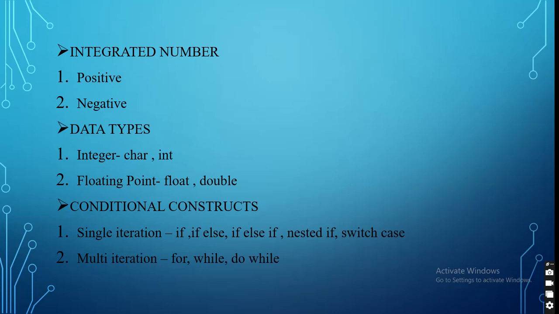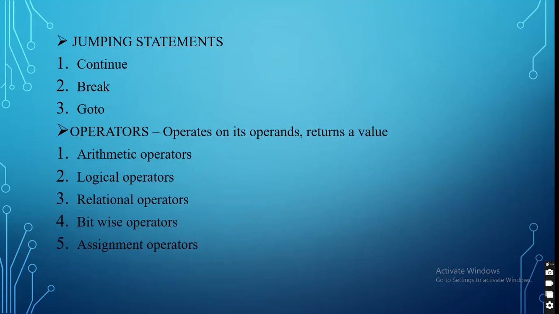Coming to multi iteration, we have for loop, while loop and do while loop. For lets us repeat a statement for a specified number of times. While helps us repeatedly execute a target statement as long as the given condition is true. While loop is generally called an entry control loop, whereas do while loop is called an exit control loop.